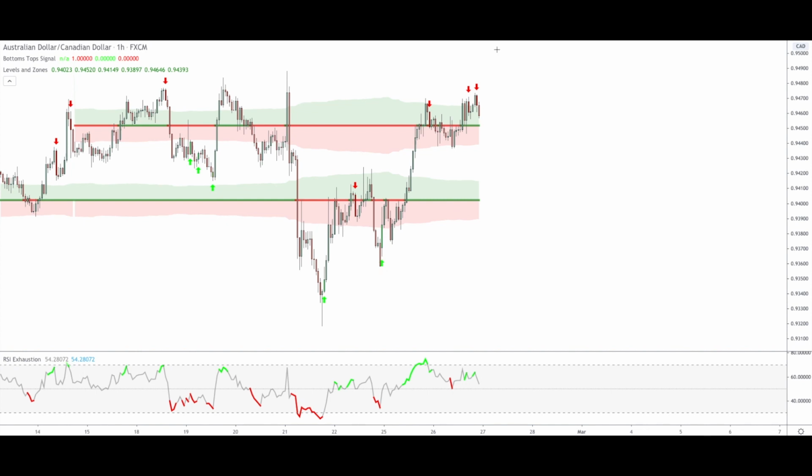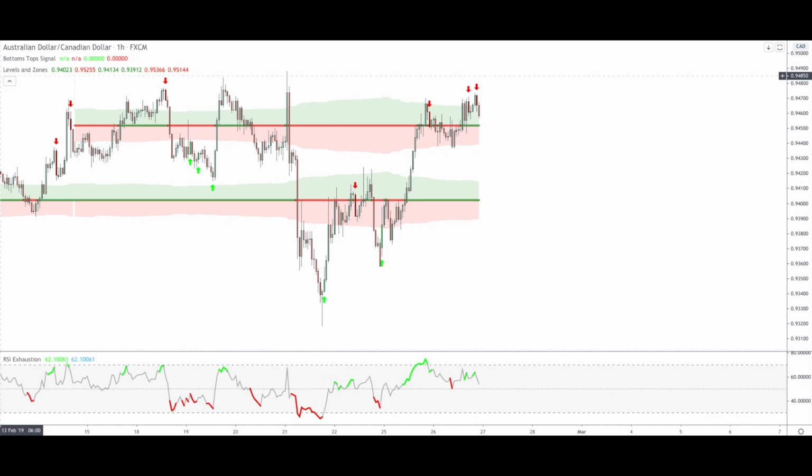So today I'm looking for a short setup here. Recently, this pair has been trading kind of sideways, but with quite significant volatility in the most recent price action. You see here it comes all the way back down quite rapidly and then all the way up.